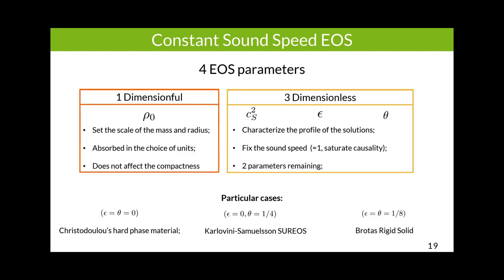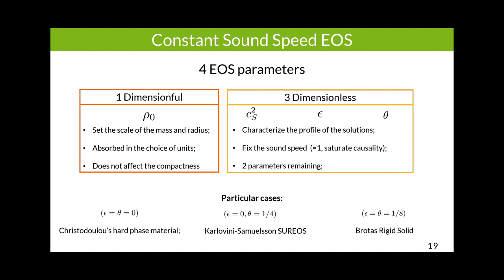So we have 4 equation of state parameters. One is dimensionful, but you can ignore it by absorbing it in the scale of the problem and in the units. And also because it's dimensionful, it will not affect the compactness when you calculate these dimensionless quantities. And then we have these 3 dimensionless parameters that will really characterize your solution, and you need to pick each of them. In most of the cases, I'm going to fix the sound speed to 1 because I want the upper limit that saturates causality. So basically, we'll have two constants that we need to change.